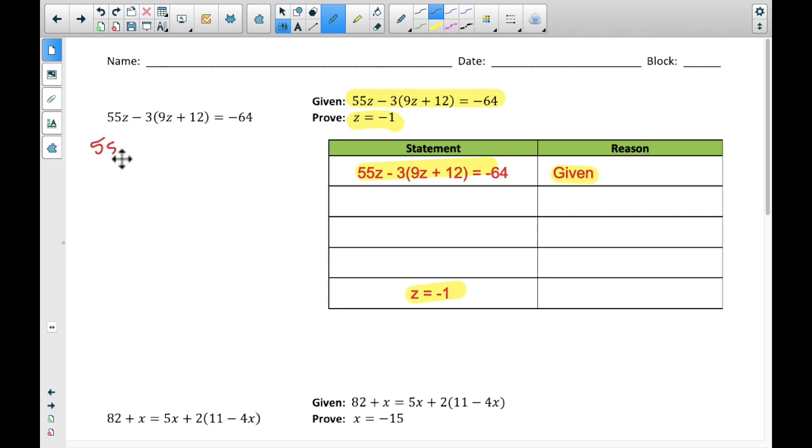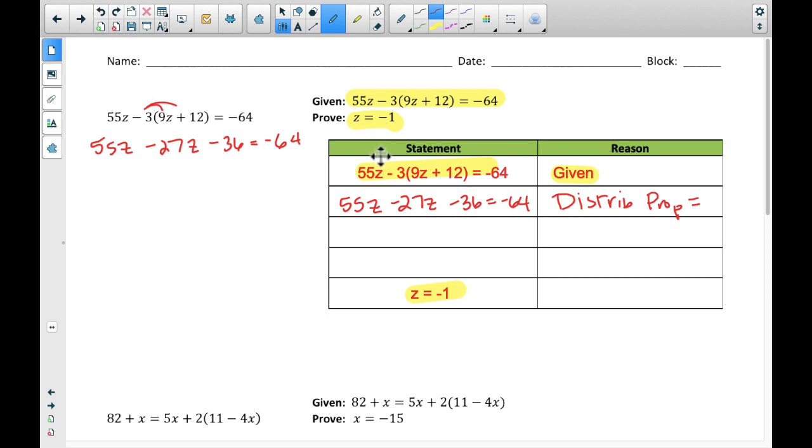So it looks like the first thing I need to do is distribute. Okay, when I distribute, I get this. I'm going to write this down in my line. And the reason I can say I can get that is because I distributed.